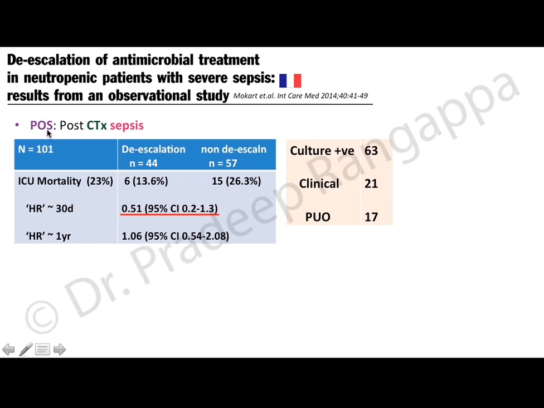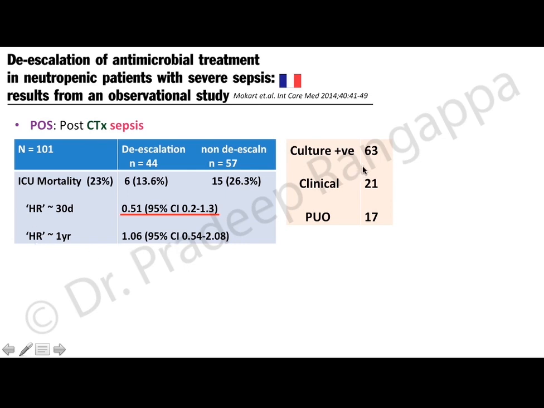This was a prospective observational study involving patients with post-chemotherapy sepsis. 101 patients were enrolled: 44 were in the de-escalation group and 57 in the non-de-escalation group. ICU mortality was found to be less in patients who were de-escalated based on the cultures, and it was a little more in patients who were not de-escalated. The hazard ratio at 30 days was 0.51, which means the risk of mortality was less in patients where de-escalation happened as opposed to where no de-escalation happened, but the hazard ratio at 1 year was non-significant.